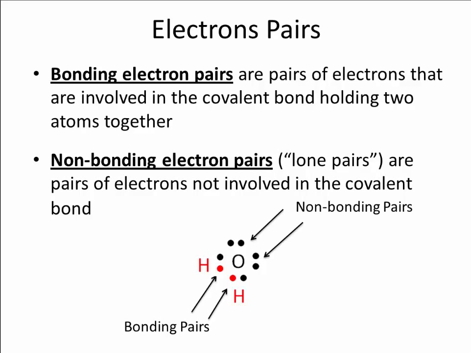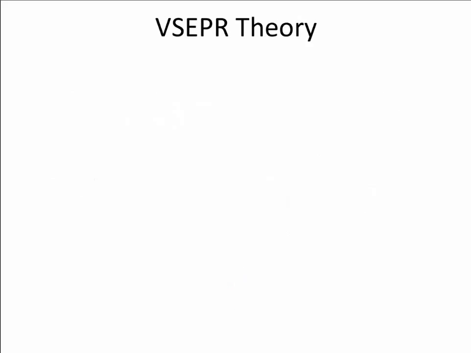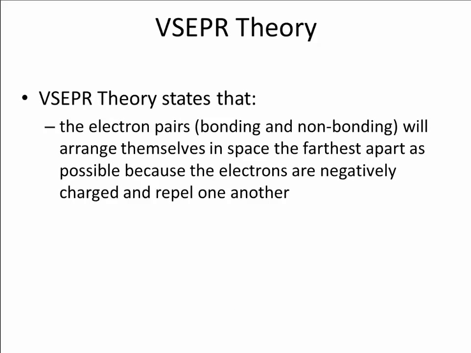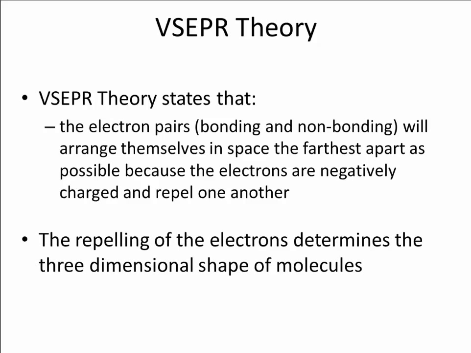These non-bonding electron pairs, sometimes referred to as lone pairs, are pairs of electrons not involved in the covalent bond. In this case, these 2 pairs of electrons are pairs of electrons that were provided solely by the atom of oxygen. The VSEPR theory then states the electron pairs, both the bonding and non-bonding, will arrange themselves in space the furthest apart as possible because the electrons are negatively charged and repel one another, as we mentioned previously. The repelling of these electrons then determines the 3-dimensional shape of the molecules.